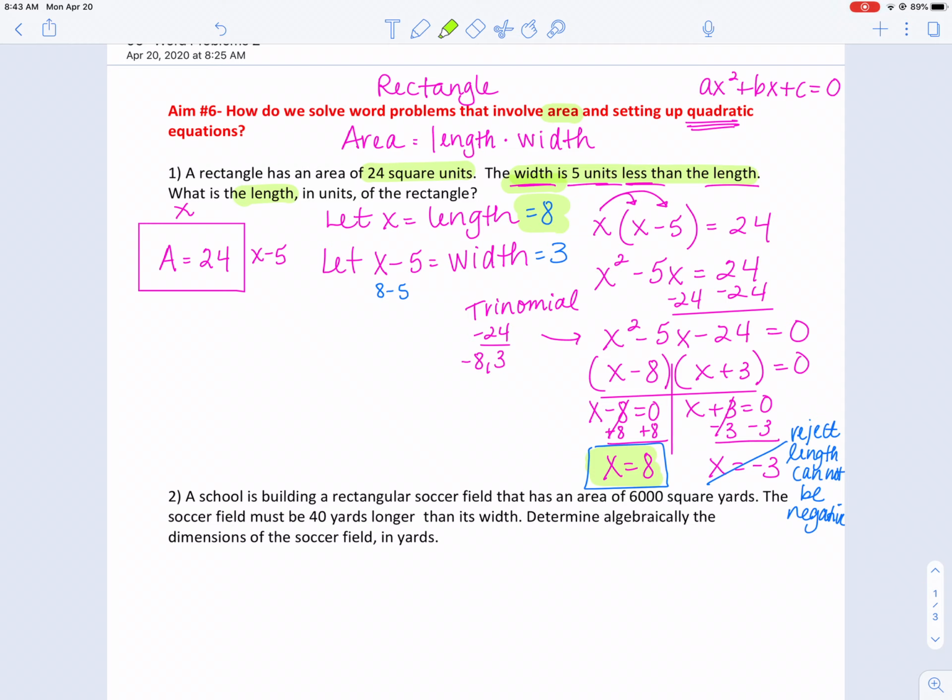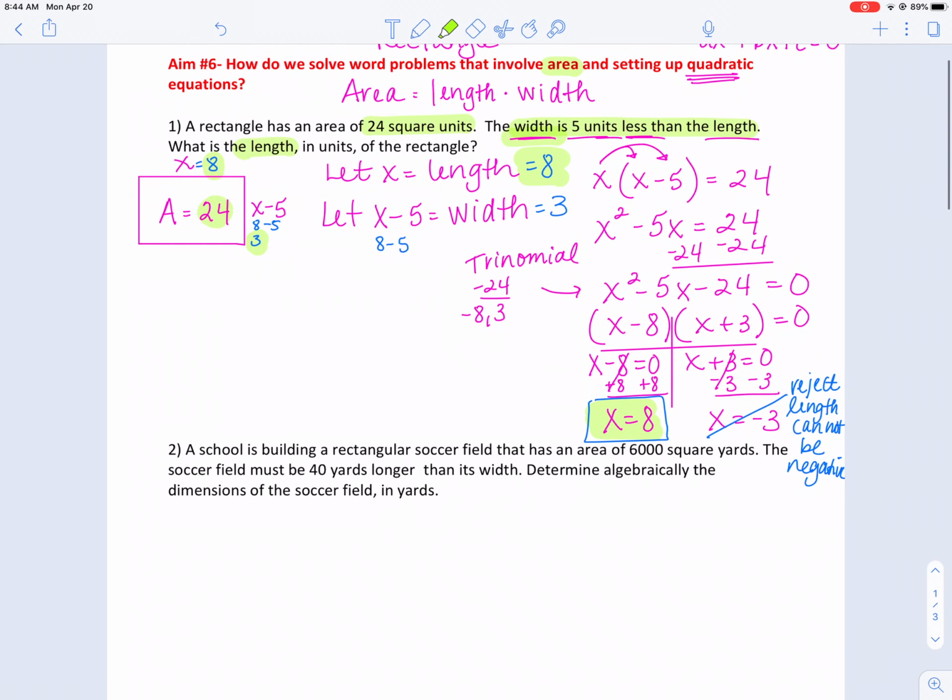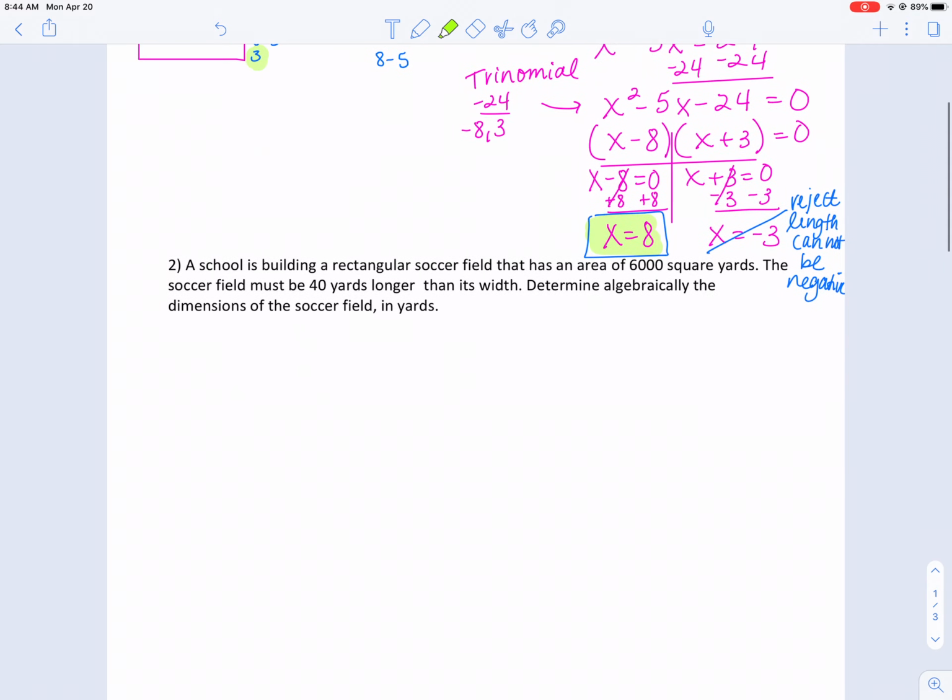Okay? And it makes sense, because if I put in an 8 here, and 8 minus 5, which is a 3 here, what's 8 times 3? Length times width. Oh, 24, exactly what we got back. So that makes complete sense. Okay? All right, let's try another one.